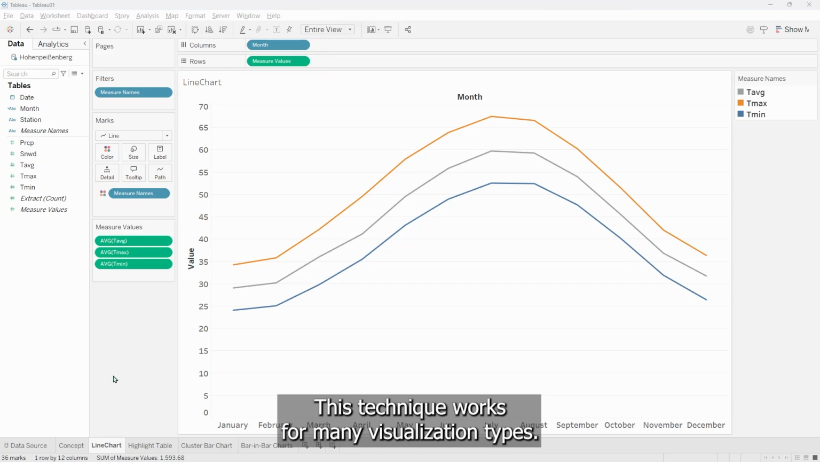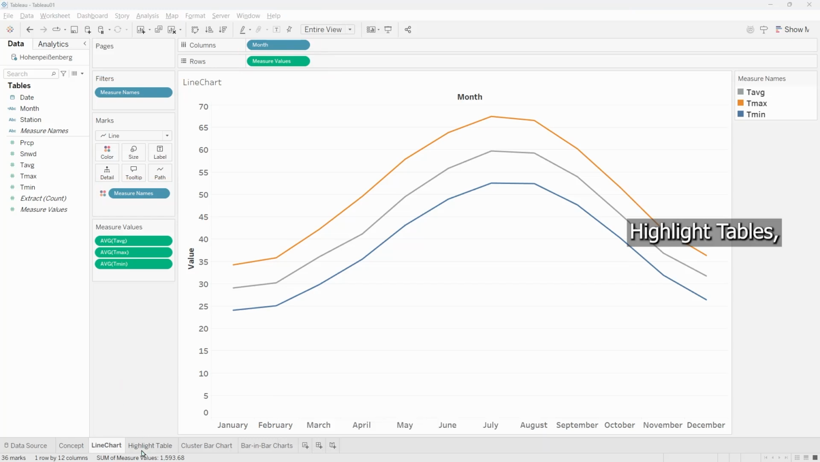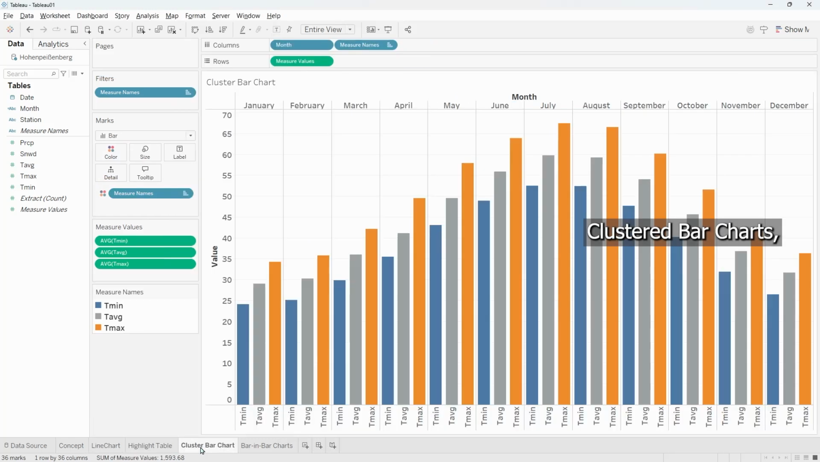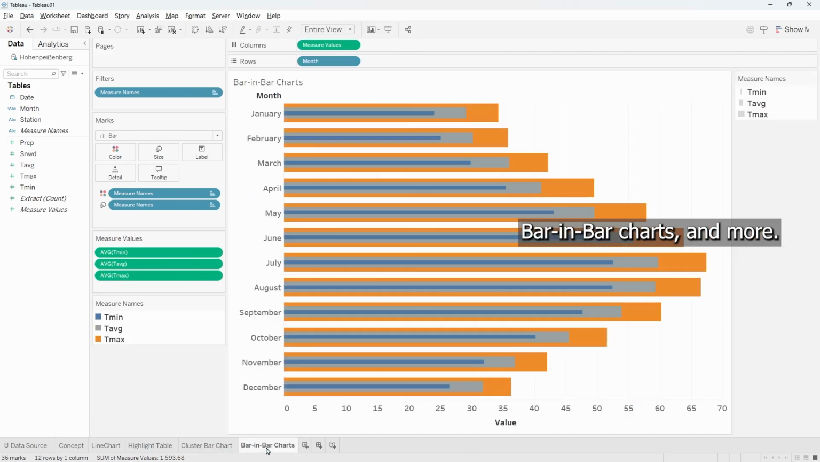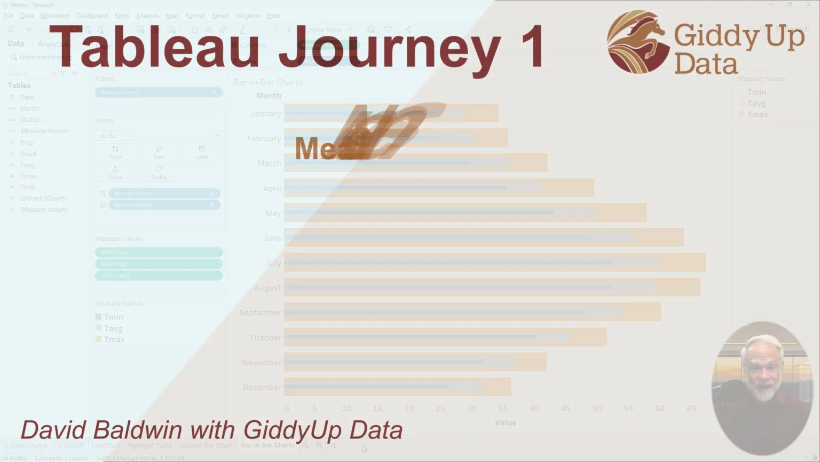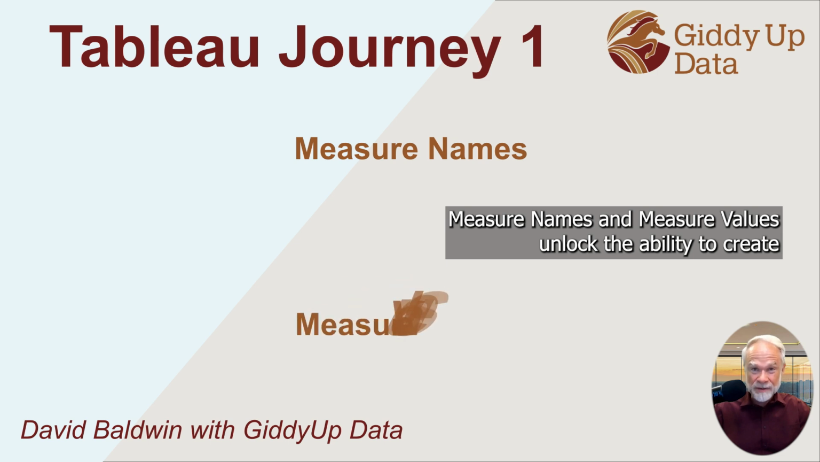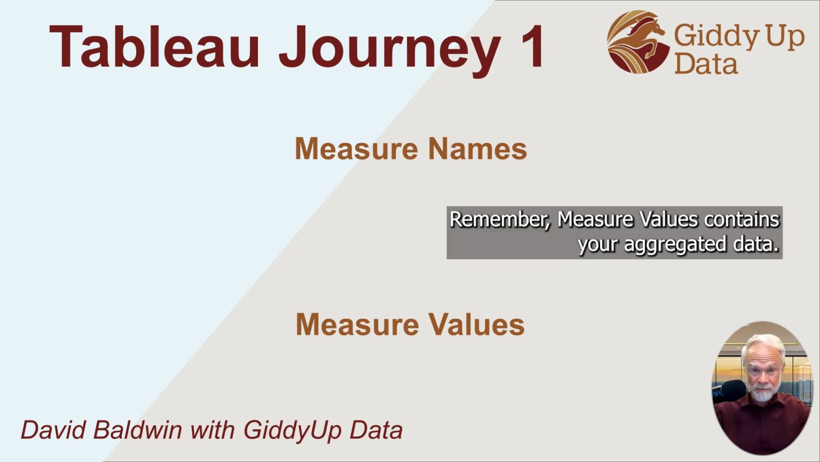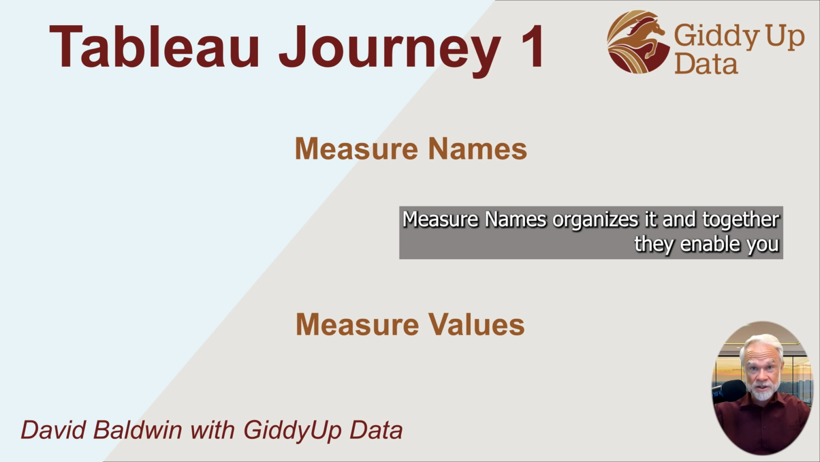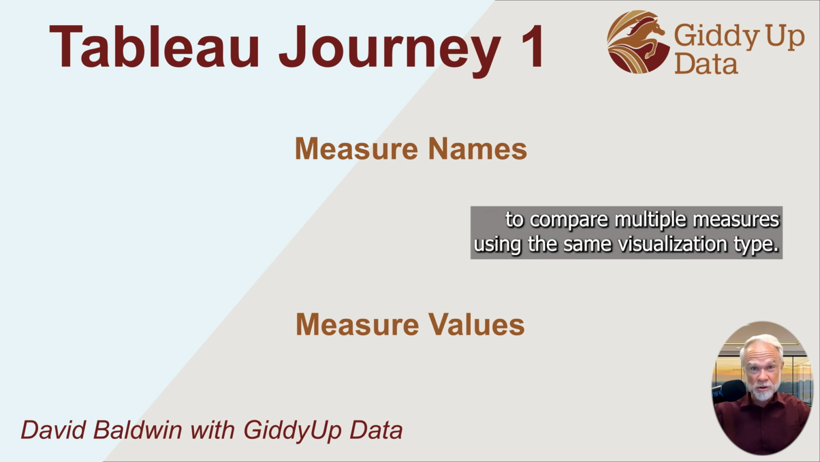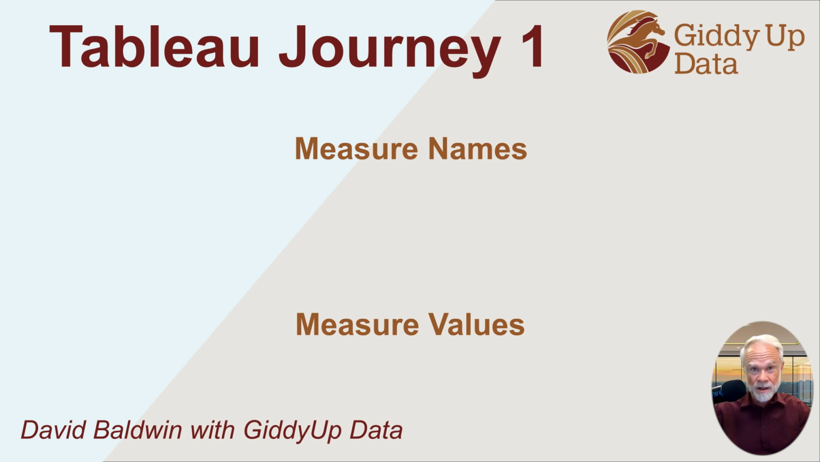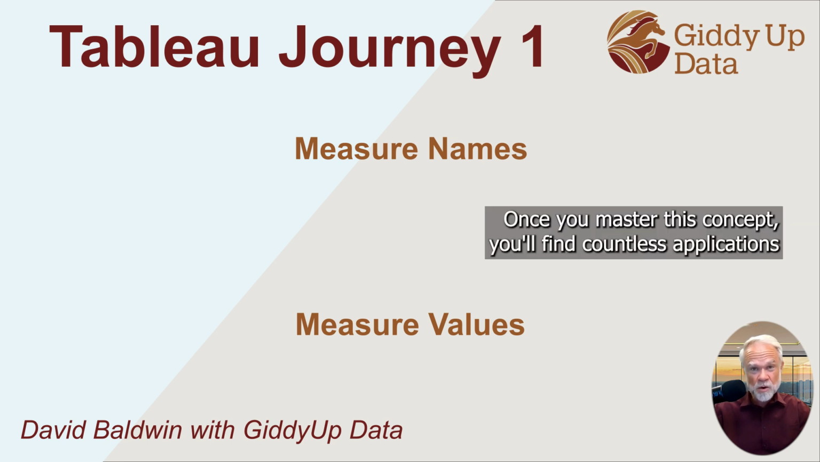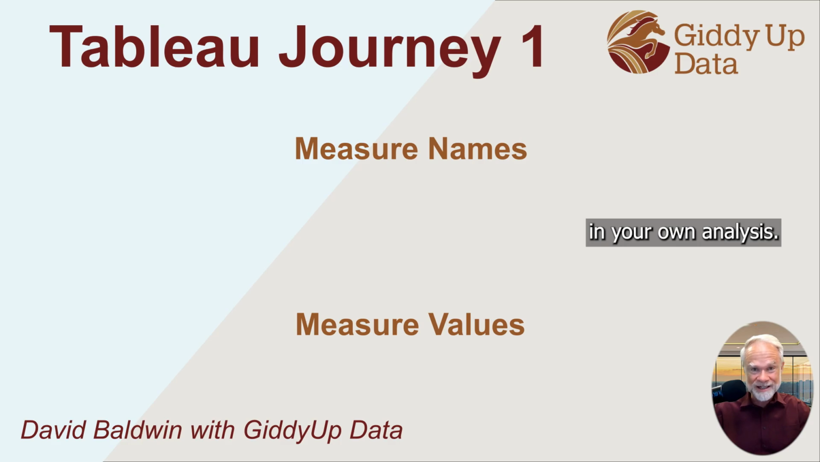This technique works for many visualization types: highlight tables, clustered bar charts, bar and bar charts, and more. Measure names and measure values unlock the ability to create sophisticated multi-measure visualizations in Tableau. Remember, measure values contains your aggregated data, measure names organizes it, and together they enable you to compare multiple measures using the same visualization type. Once you master this concept, you'll find countless applications in your own analysis.